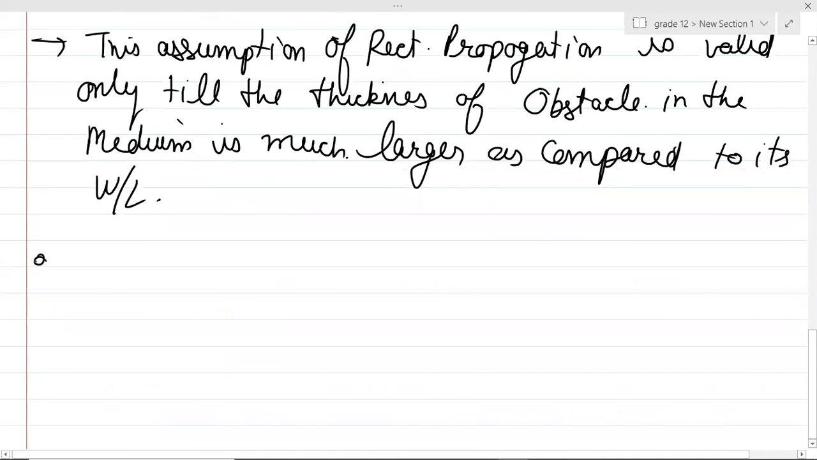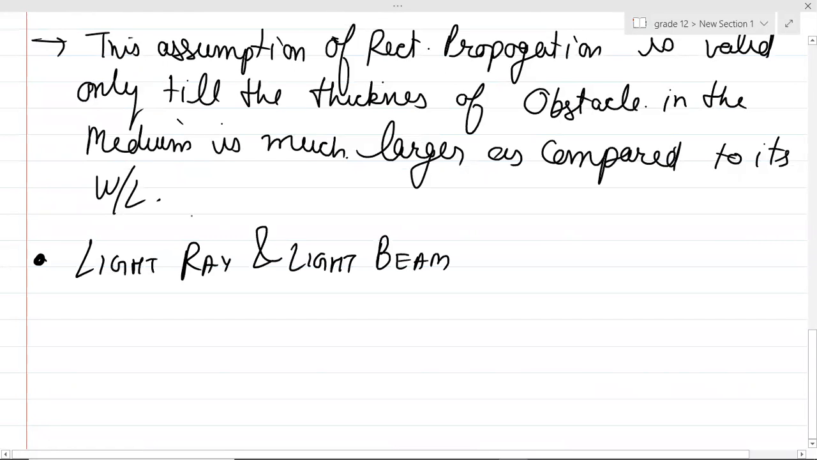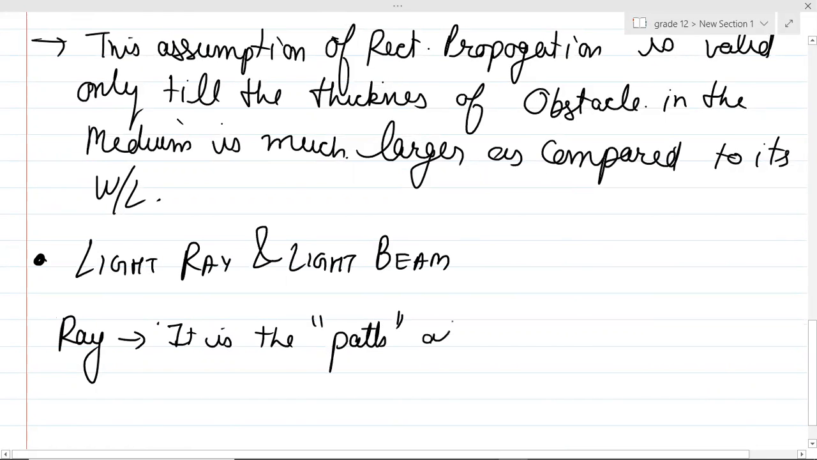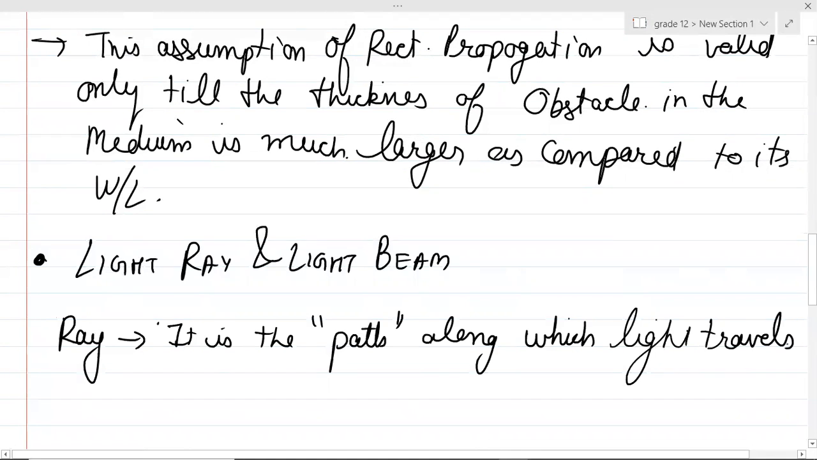Now, please let's write about a light ray and a light beam. A beam of light or a ray of light. We'll write about that. What is the light ray? About the ray, you can write: it is the path, please remember, along which light travels. Okay?